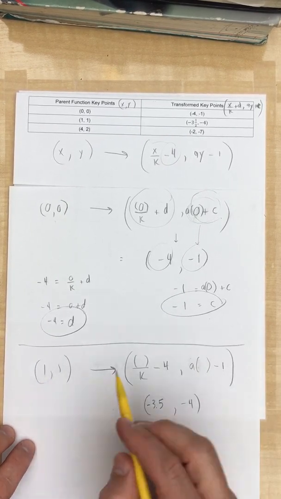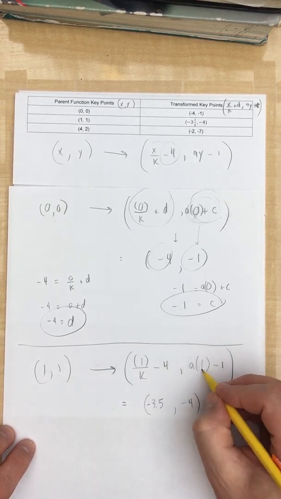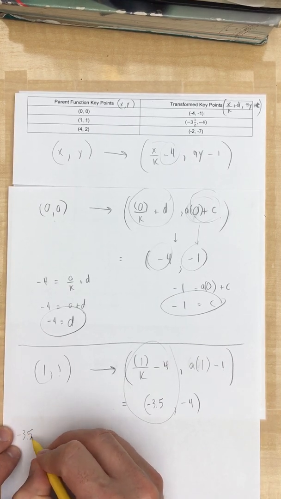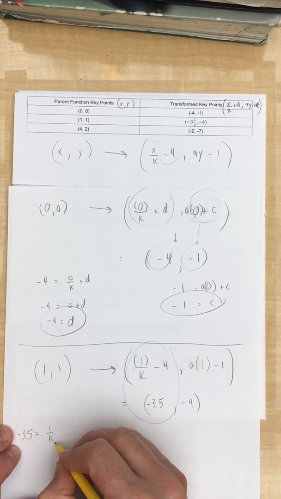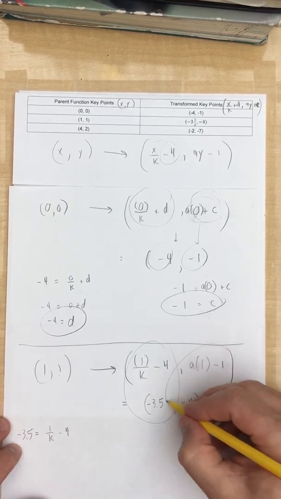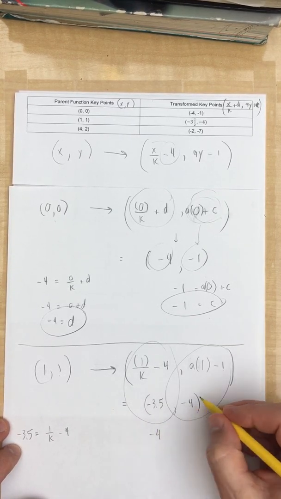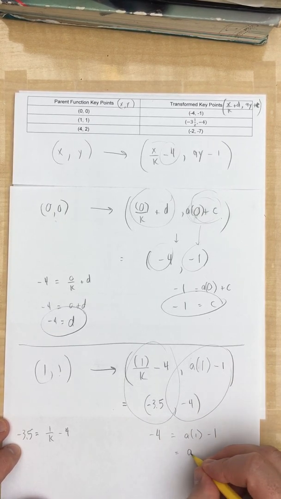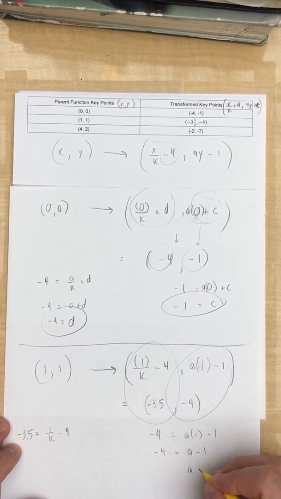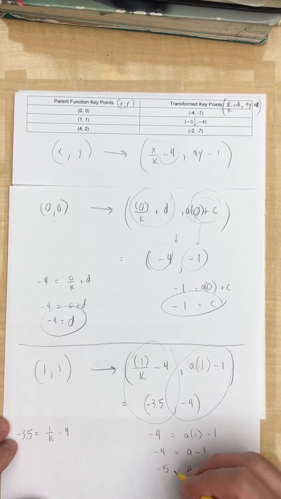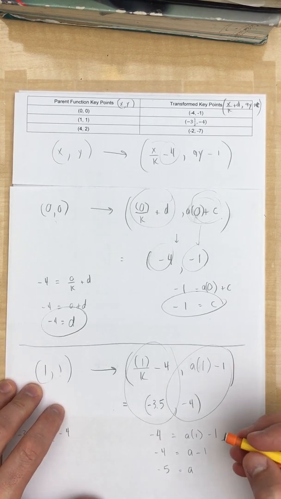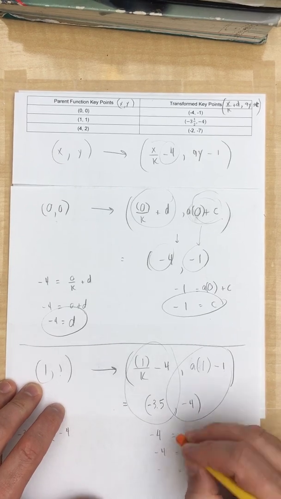So I take my 1 and I plug it in for x, and I take my 1 and I plug it in for y. And so what I'm left with is an equation here. Negative 3.5 is equal to 1 over k minus 4. For this one, I'm going to have negative 4 is equal to, this is a little easier, a times 1 minus 1. I'll do that one first. A minus 1 equals negative 4. A, bring it over to the other side, is equal to negative 3. Negative 4 plus 1, which is negative 3.